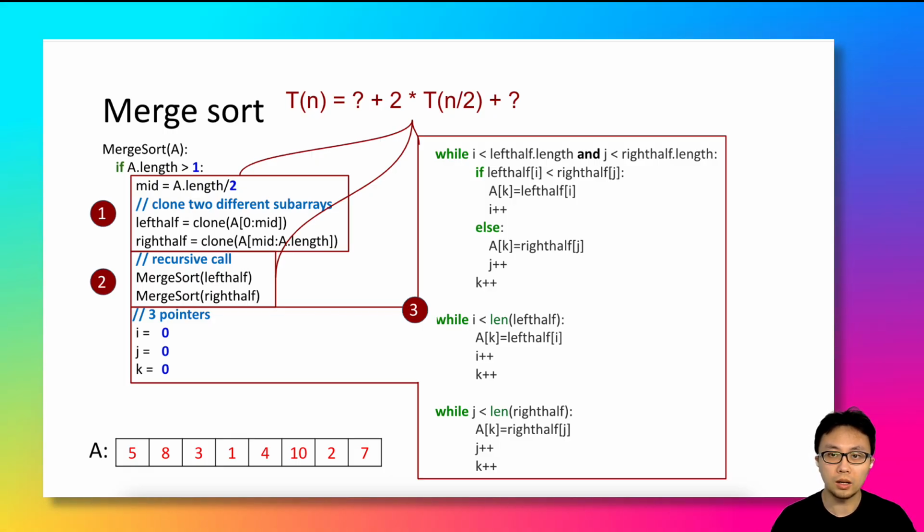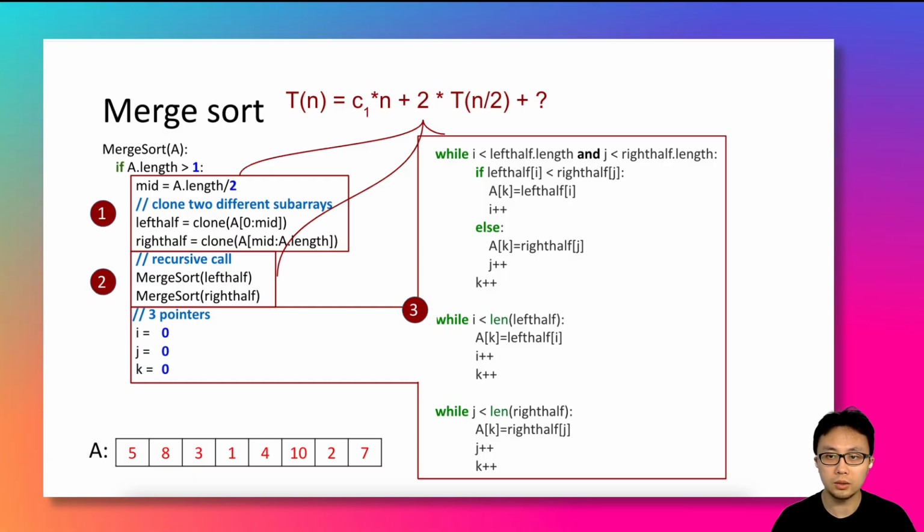The remaining part of this recurrence relation is to figure out the time the first and the third block of codes take. The first block of code has 3 steps. The 3 lines are about making deep copies of the left half and the right half of the original input array, which takes c multiplied by n time to do. You can approach making deep copies by traversing through the whole given input array. So it's going to be c1 multiplied by n, where c1 is a constant number.